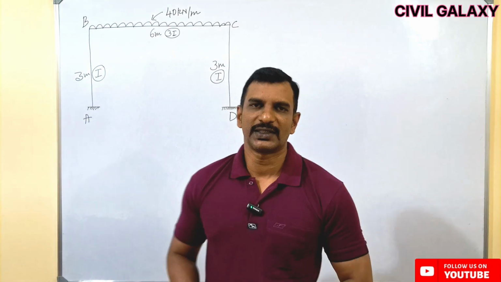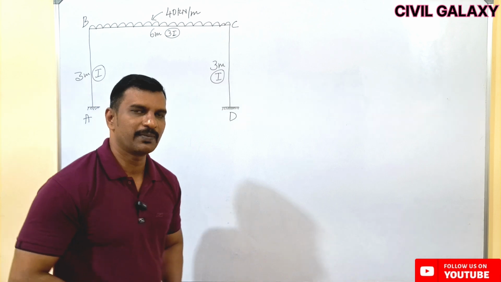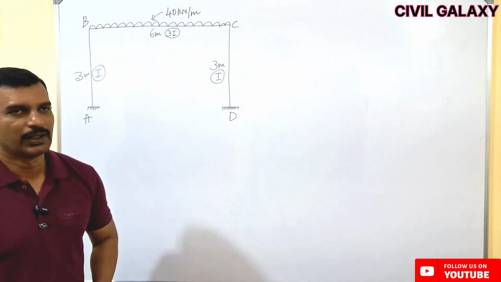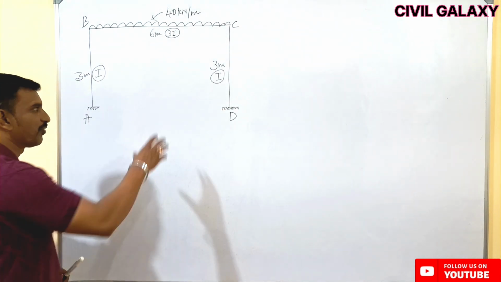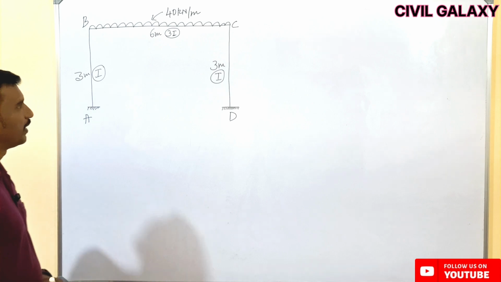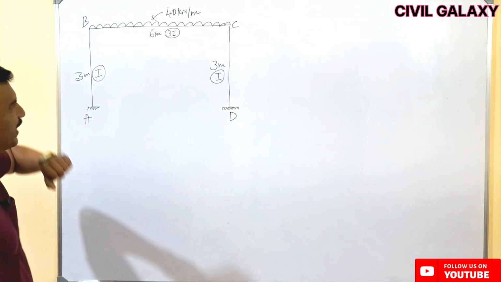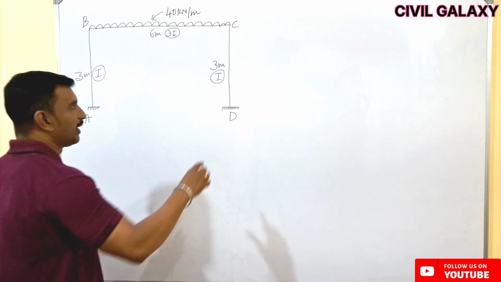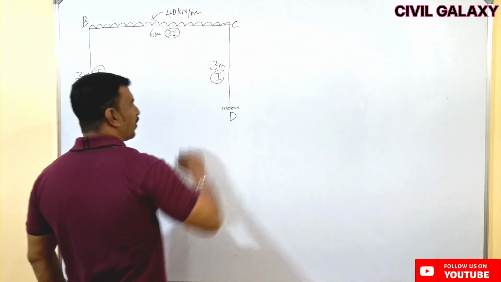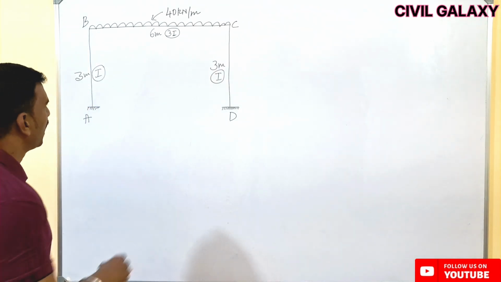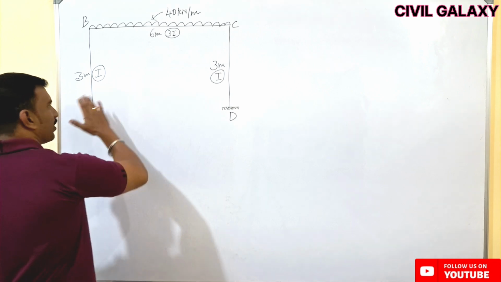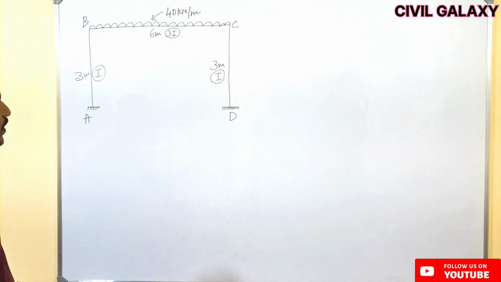In today's session, we shall see how to analyze a portal frame with the help of Kani's method. For that, I have considered a simple frame over here. If we observe, the length of the column AB is given as 3 meters, and the length of the column CD is also given as 3 meters. The moment of inertia for both is given as I.